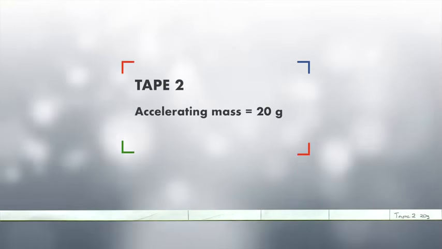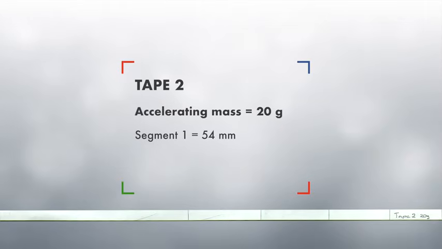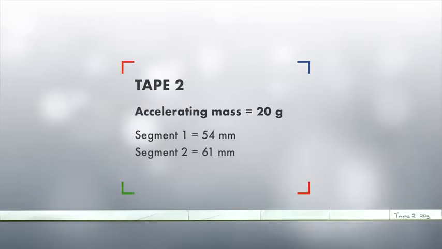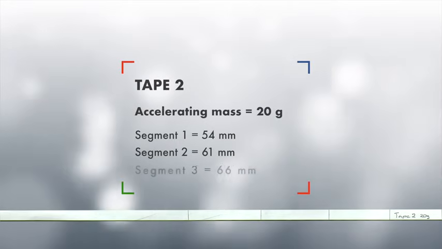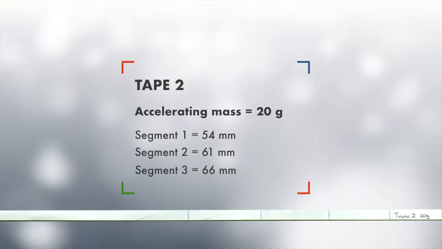Results for tape 2. The accelerating mass is 20 grams. Segment 1, 54 millimeters. Segment 2, 61 millimeters. Segment 3, 66 millimeters.